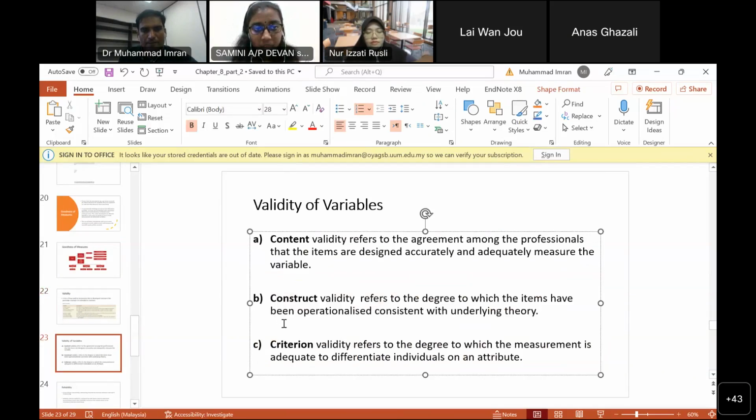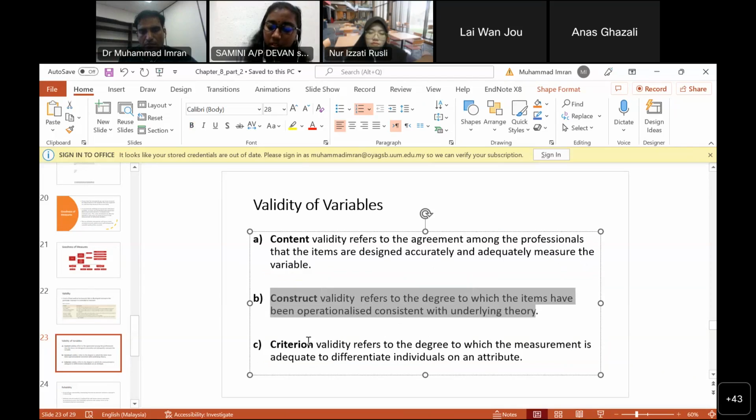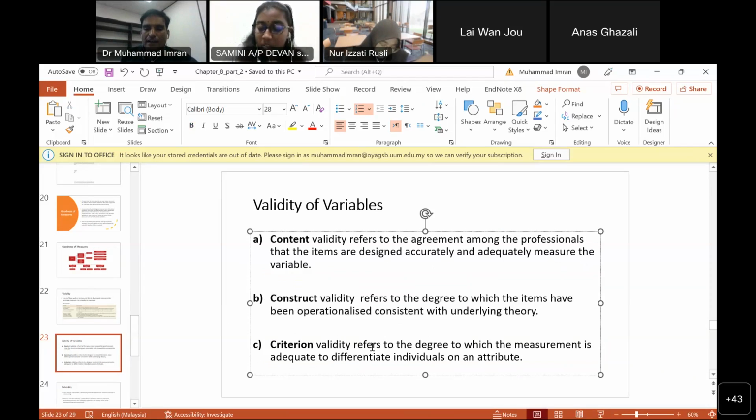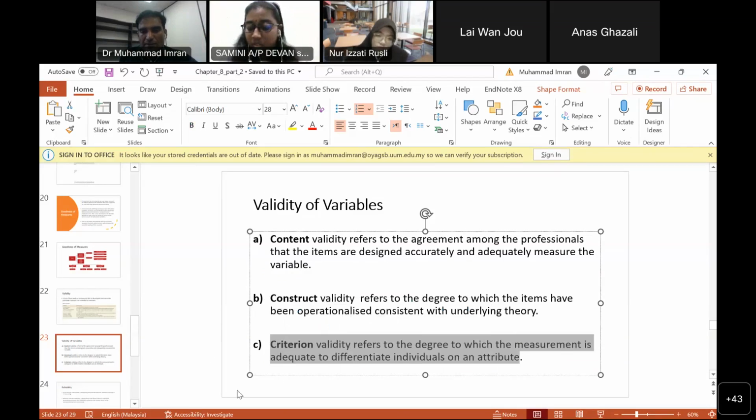Okay, and construct means the whole variable; it refers to the degree to which the items have been operationalized consistent with the underlying theory. The theory must be supported by the past literature. And the criterion, the last one: validity refers to the degree to which the measurement is adequate to differentiate individuals on the attributes. It's not the same as the other one. It must differentiate from the other variables.